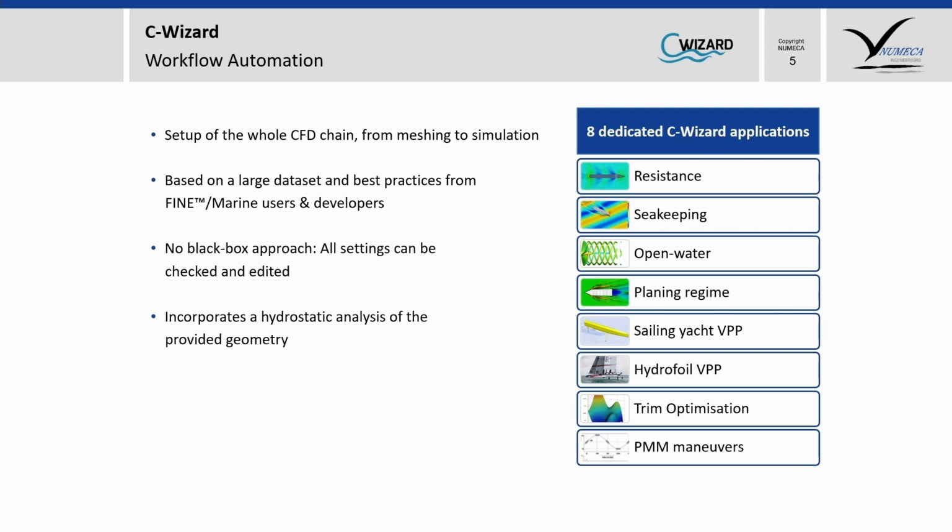Sail Wizard is also available in batch, which is great for optimization projects. And finally, it can be coupled with our Rhino plugin. If you are using Rhino, you should really have a look at this mode. As you can see on the right side of the slide, there are 8 applications implemented in Sail Wizard: resistance, seakeeping, propeller open water, planing regime, sailing yacht velocity prediction program, hydrofoil, trim optimization, and PMM maneuver.